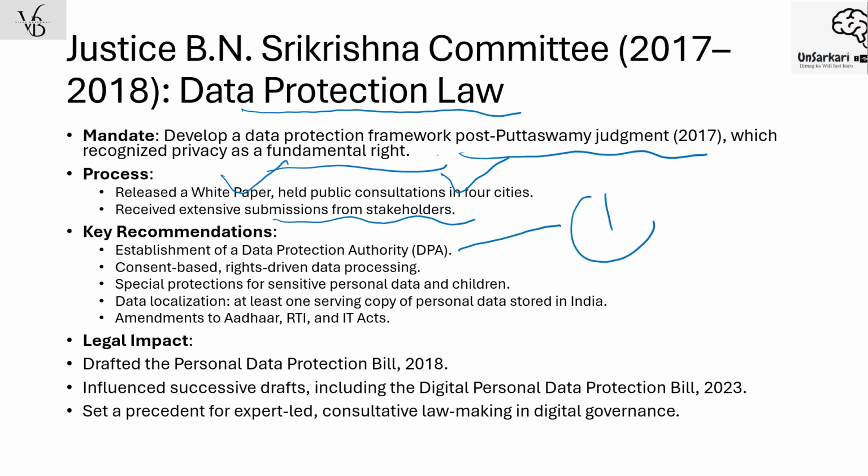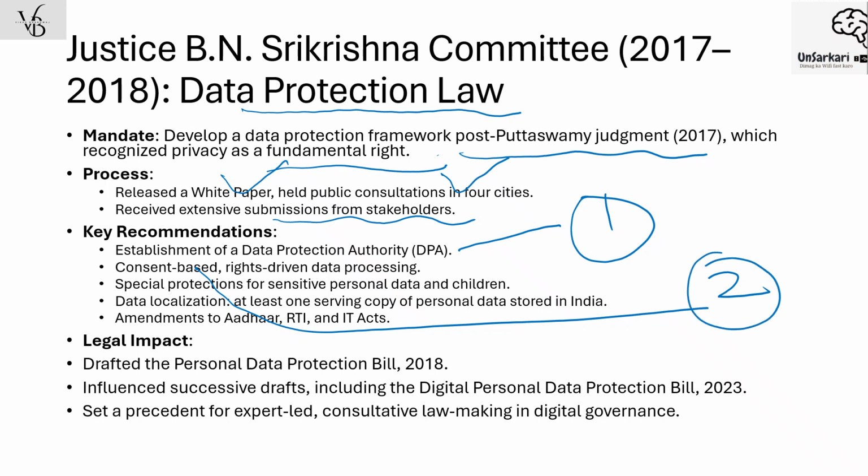There must be a DPA, Data Protection Authority, consent-based, rights-driven data processing, special protections for sensitive data and for children, data localization, at least one serving copy of personal data must be stored in India, amendments to Aadhaar, RTI and IT Acts. So what is the legal impact?